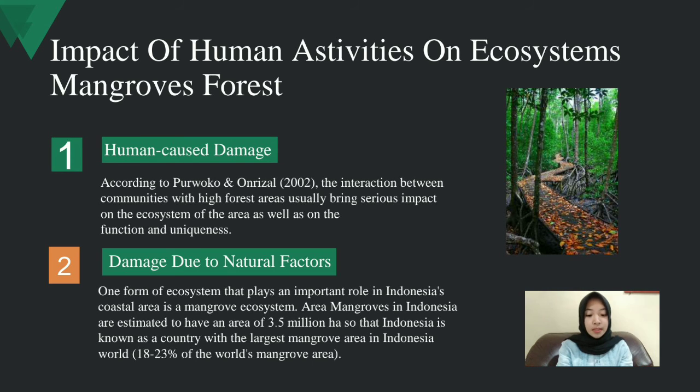One of the ecosystems that plays an important role in Indonesian coastal areas is the mangrove ecosystem. The mangrove area in Indonesia is estimated to be 35 million ha, so that Indonesia is known as a country with a large mangrove area in the world, 18 to 22% of the world's mangrove areas. The level of damage to coastal areas, especially in coastal areas with rapid development, is getting worse.